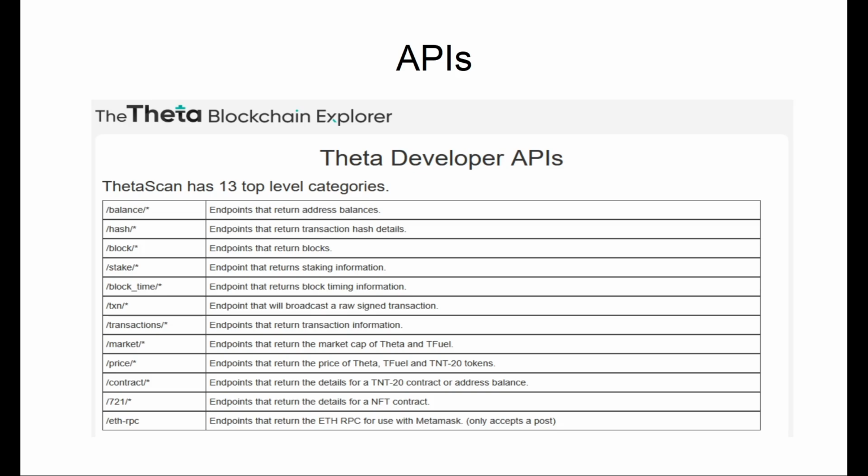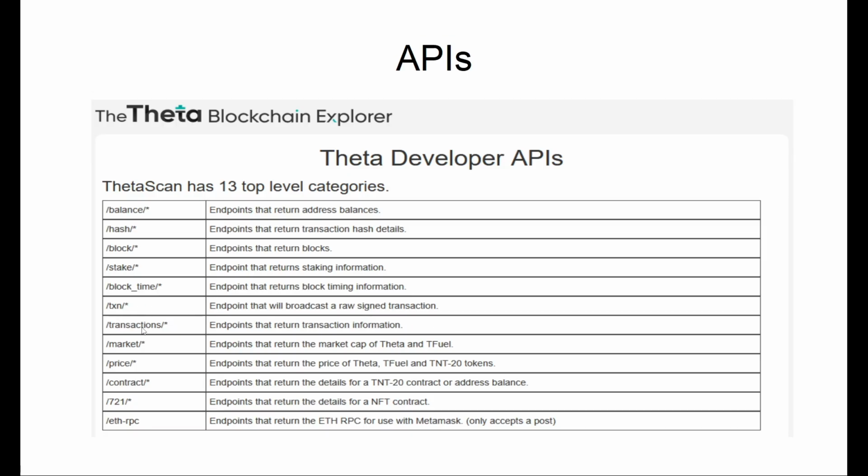So to get blockchain data, you can use Theta's scan API, and you can get the balance. You can enter a hash and return the transaction details. You can get a block. You can get the stake, like how much T-Fuel or Theta you have staked. You can get the average block time of the network. You can sign a raw transaction and send it to the blockchain, and for this class, that is not covered.